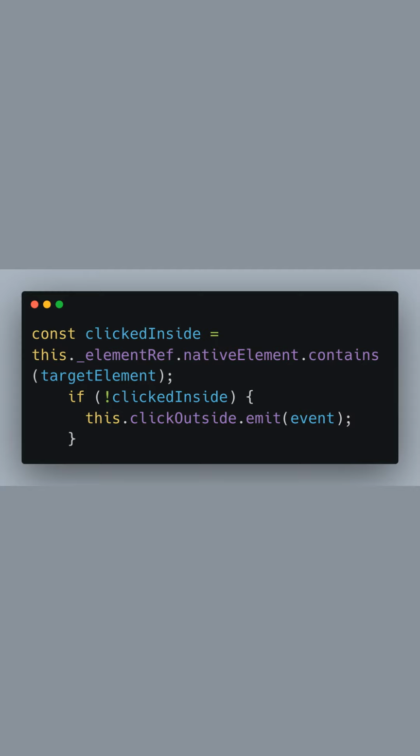We determine if the click was inside our directive's host element by checking if nativeElement.contains(targetElement) is true. If not, it means the click happened outside, and in such a case, we emit the clickOutside event, passing along the original mouse event. This allows outside components to listen for and respond to this event.